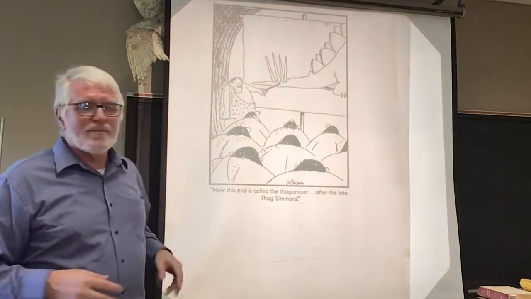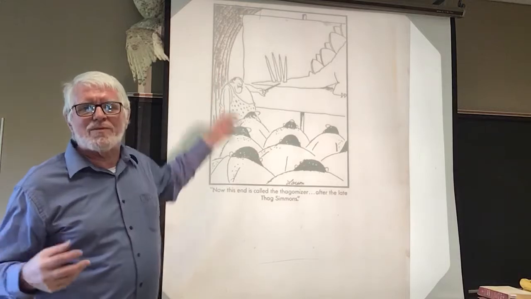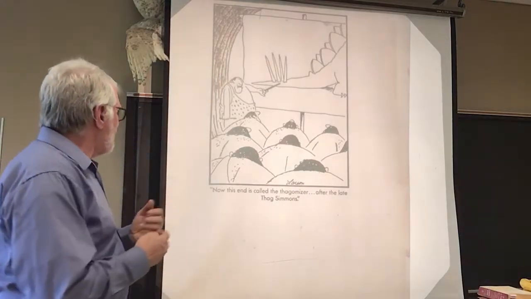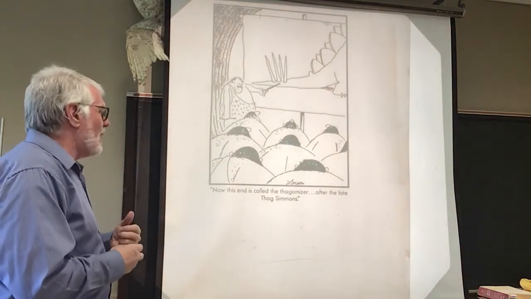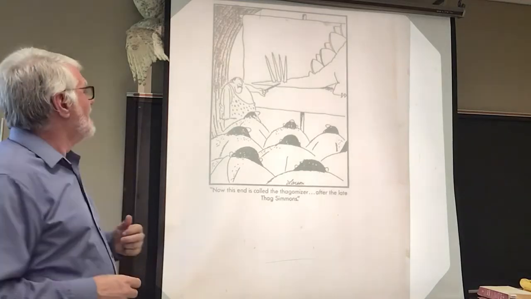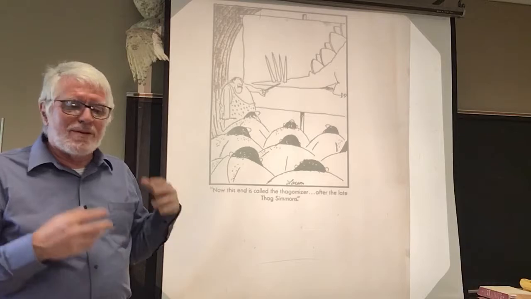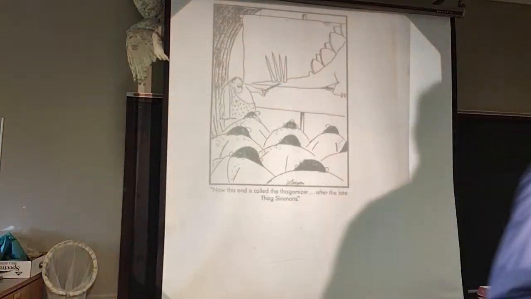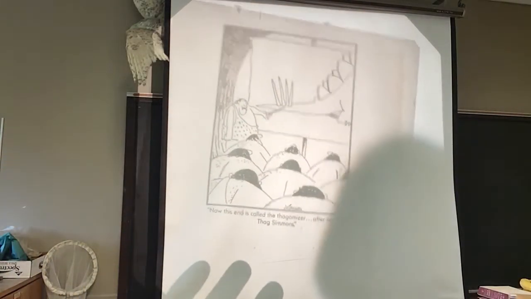This, incidentally, these guys didn't live with these guys, but what the heck. If you can't read the caption, it says, "Now this end is called the thagomizer, after the late Thag Simmons." Labeling. We gotta label stuff. What's it called? We'll call it, took out Thag, so we'll call it the thagomizer.